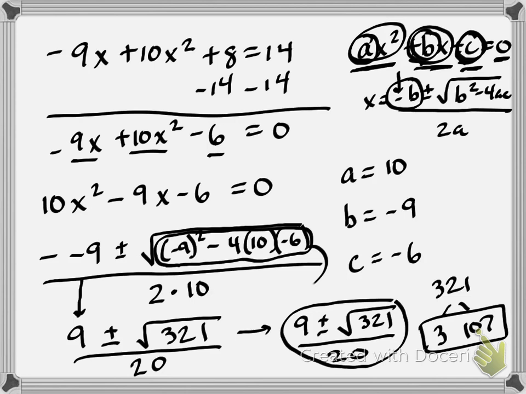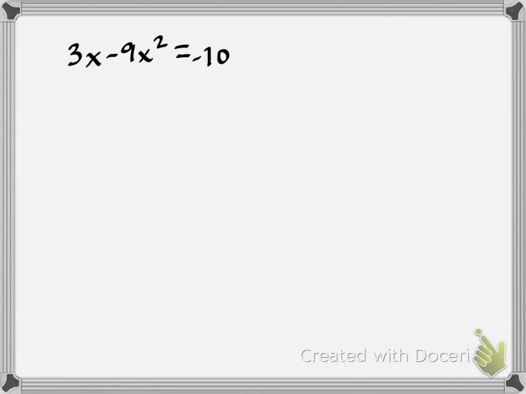9 plus or minus the square root of 321 over 20. Let's look at another problem here. The practice problems always like to get things out of order and not have it equal to 0. So on every practice, you're going to have to be adding stuff, subtracting stuff, and then rearranging things so you have x squared, x, and then constant.